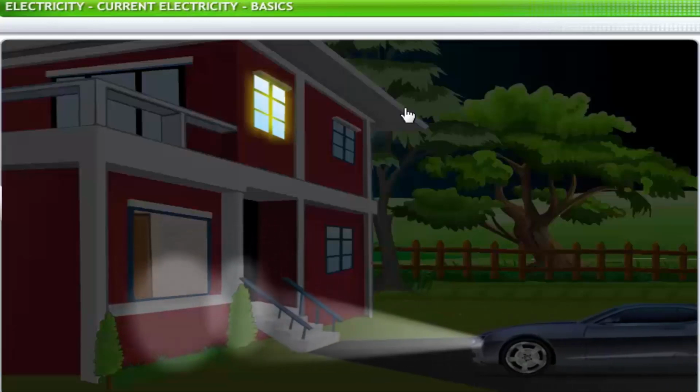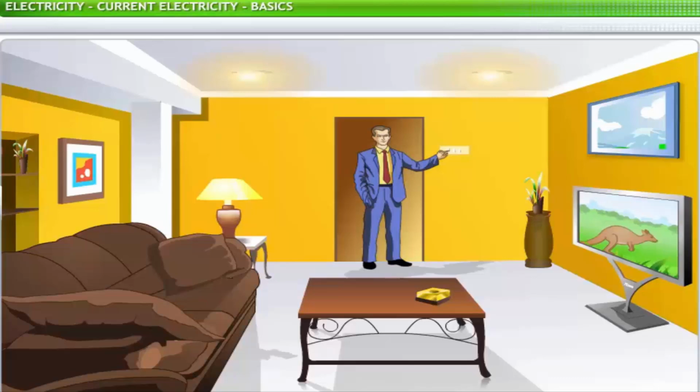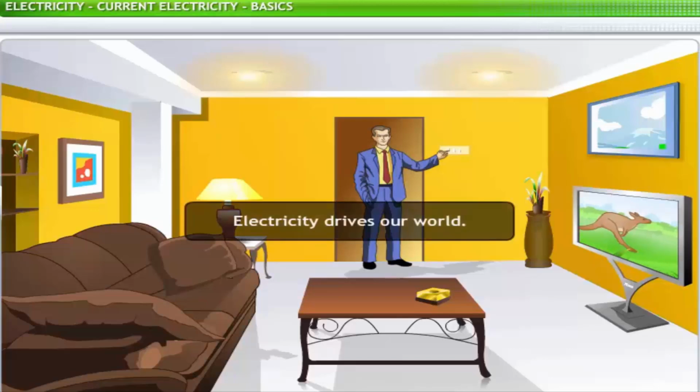We use electricity for almost all the appliances at home. Lights, fans, the television, the music system, and the computer all run on electricity. Electricity drives our world. Electricity is also known as electric current. In this lesson, you will learn about electric current, its causes and applications.